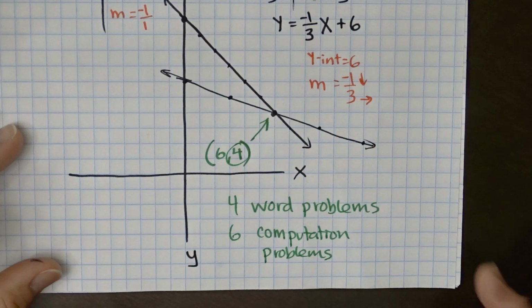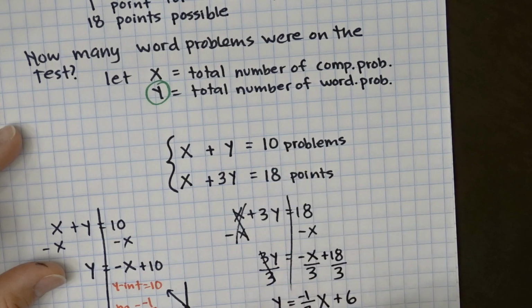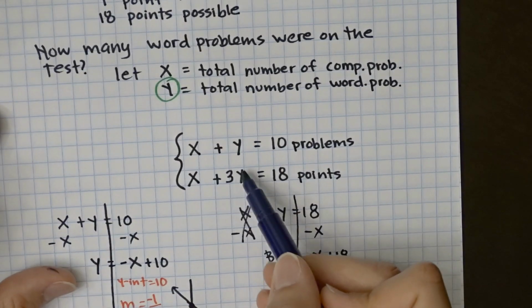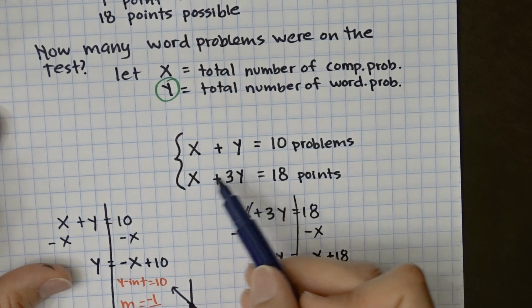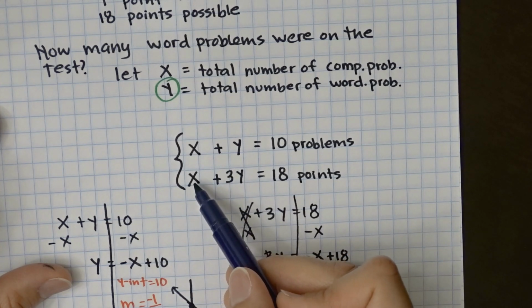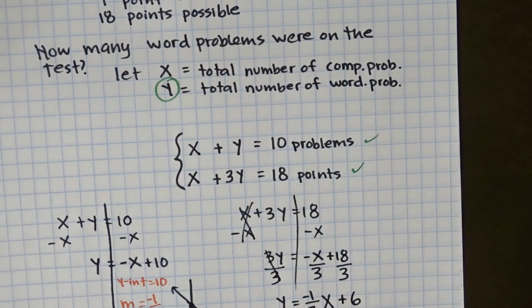And there you go. You can plug it in and check. 6 and 4. Is 6 plus 4 equal to 10? Yes, it is. And if you had 4 word problems, that would be 12. Plus 6 would be 18. So they checked. All right, and there you go.